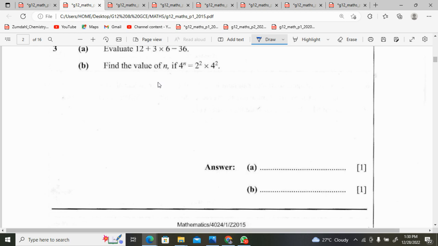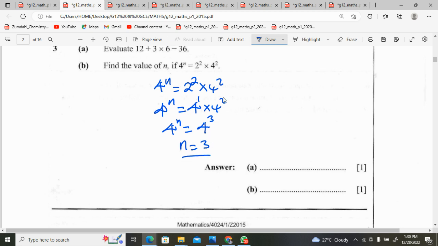We've been given 4 to the power n being equal to 2 to the power 2 times 4 to the power 2. We want to find the value for n. So we need to make sure that the bases are the same. So this is going to be 4 to the power n is equal to 2 to the power 2 is 4, and then times 4 to the power 2. So 4 to the power n is equal to, when you're multiplying some bases, we add the power. Since this is just 4, it is the same as 4 to the power 1. So add 1 plus 2 to give us a 3. Since the bases are the same, the powers are going to be the same. So n is equal to 3.